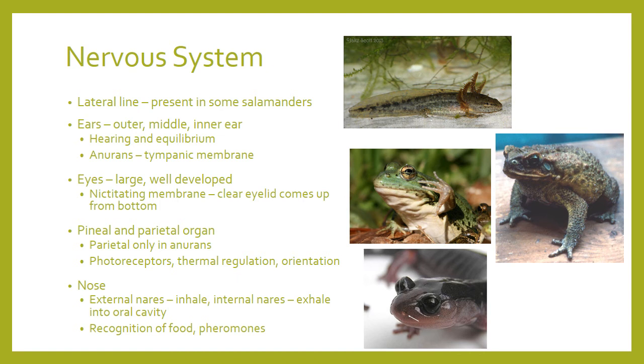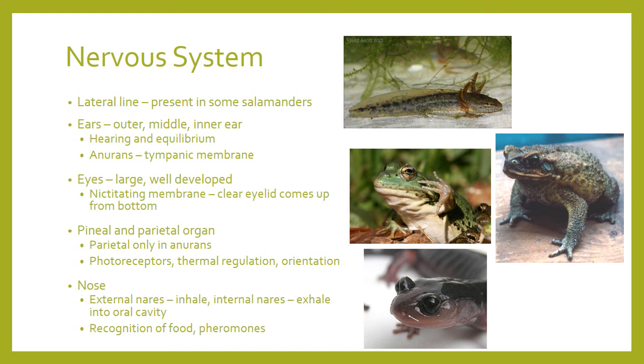As far as the eyes, most amphibians have pretty large and well-developed eyes, so you can see their big eyes here. And some amphibians, like frogs, have this cool nictitating membrane. It's this clear eyelid that comes up from the bottom, and they have muscles that'll actually push it up over their eye, and it's clear so that it protects their eye, but they can also see through it.